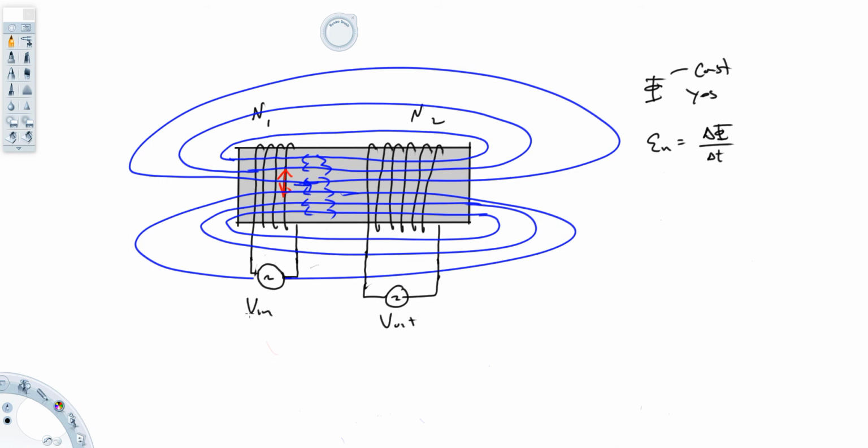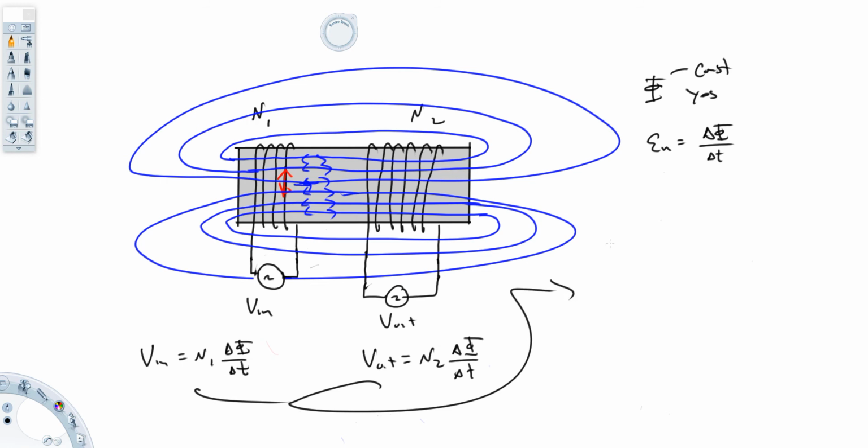By Faraday's law of induction, the input voltage we can write as N1 times the change in flux over the change in time, because this is per loop, but there are N1 loops over here. On the other side, the output voltage is N2 times the change in flux over the change in time. The change in flux and the change in time have to do with the number of blue field lines here, which is the same on both sides. It's not too difficult algebra to put these together and get that your output voltage is equal to N2 over N1 times your input voltage.